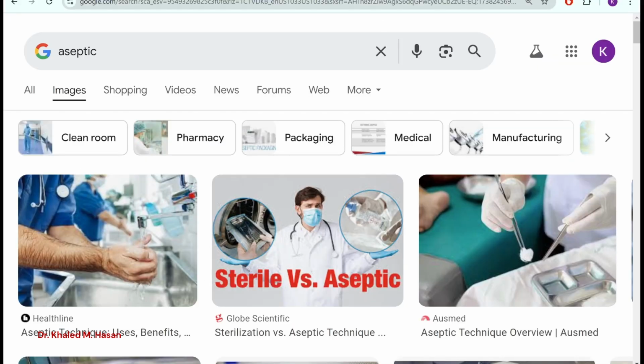Okay, in this image here from aseptic on Google Images, you can see it's very important to keep the environment, our hands aseptic before, during, and after the operation, surgery operation. And this slide here tried to compare between sterile and aseptic. What is the difference?